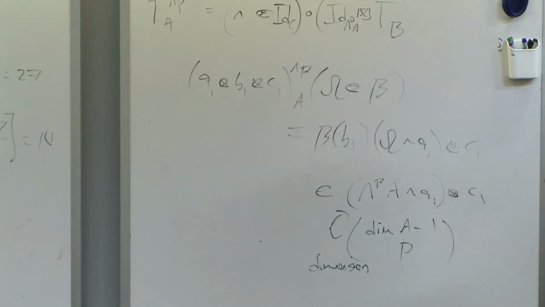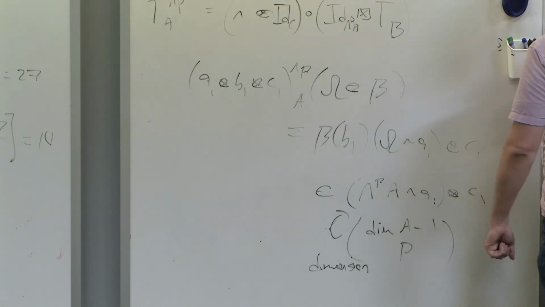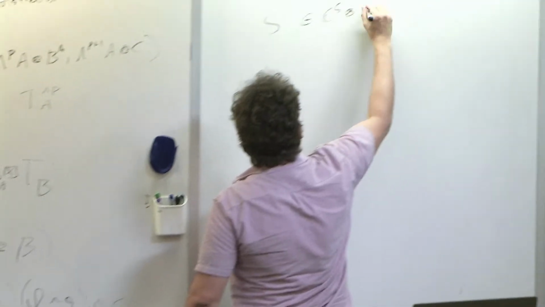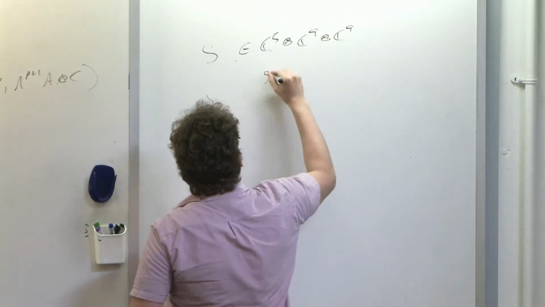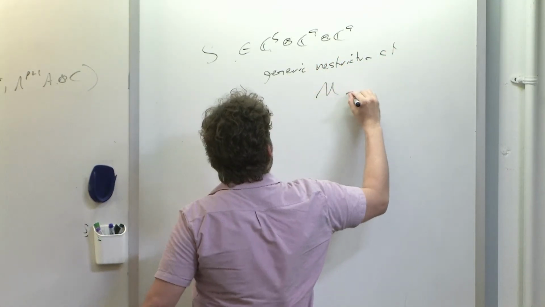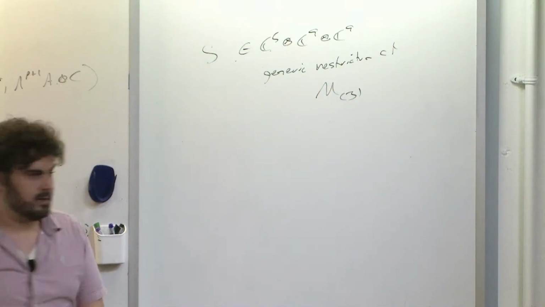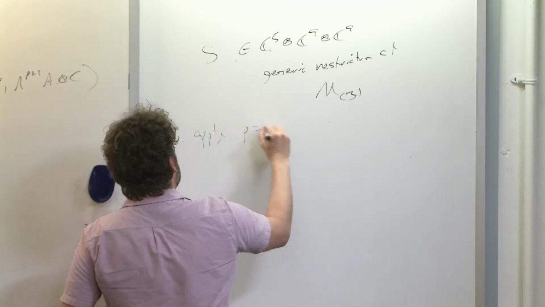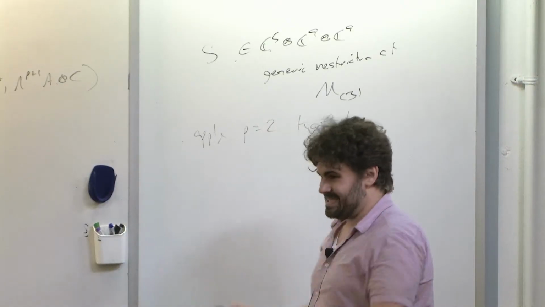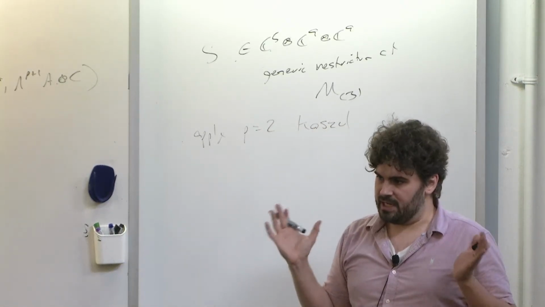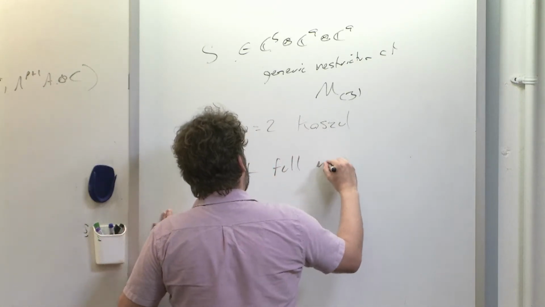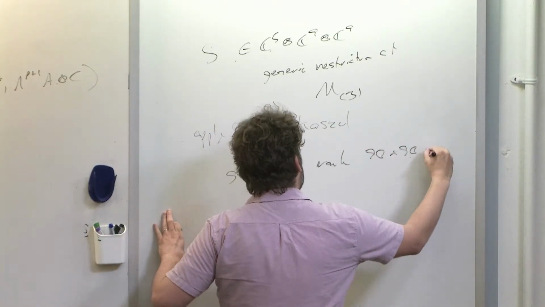So we can use this to get lower bounds. And indeed, say we take S generic in C5 tensor C9 tensor C9, a generic restriction of M3 in the first factor, and I apply P equals 2 Koszul. Well, what is the size of this flattening? It's a 90 by 90 matrix, and we compute its rank, and we get full rank, a full rank 90 by 90 matrix.